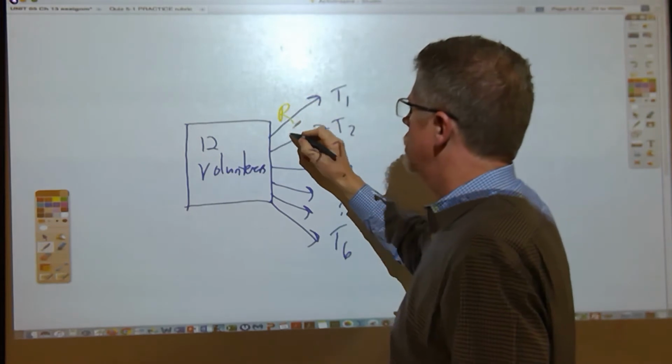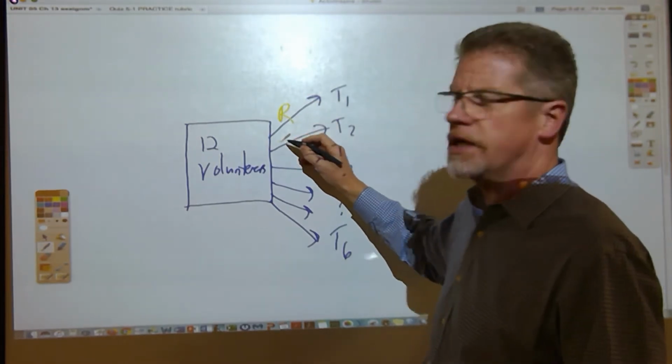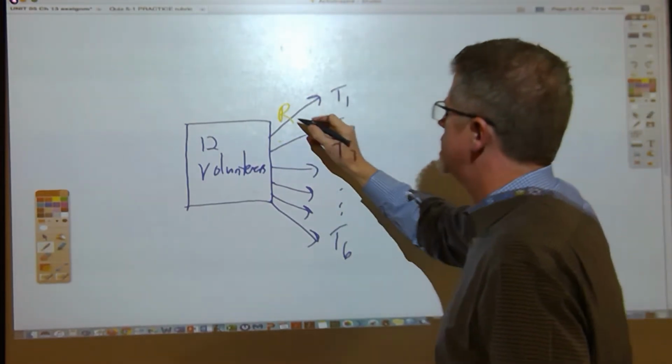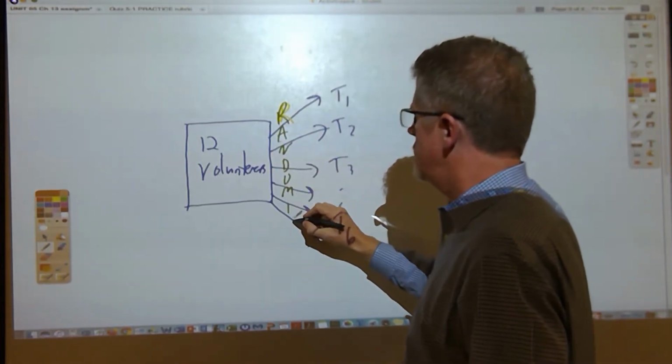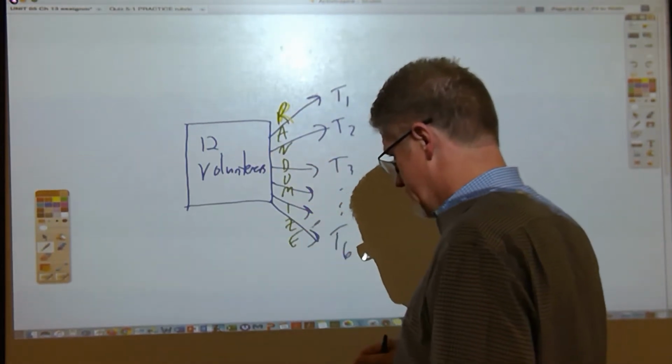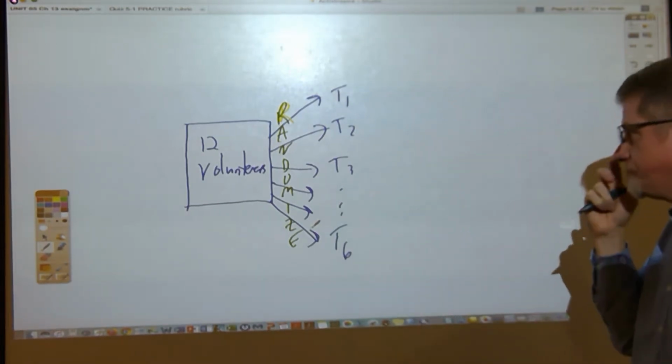So write the word. You see the yellow here, I'm going to change it to green, easier to see. Write the word randomize the assignments here.